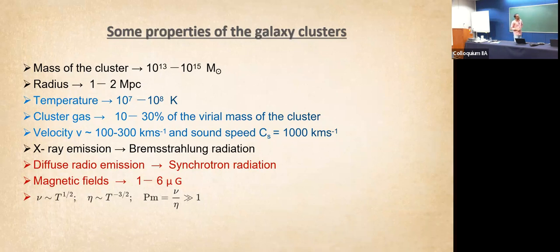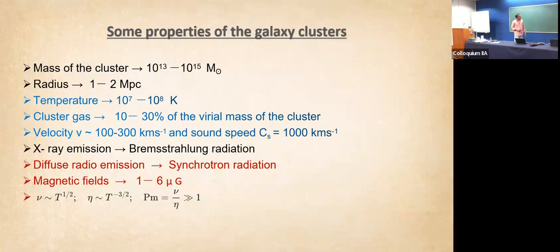Central regions are generally cool. The outside regions have a temperature of something like 10 power 8. I'll explain in the next slide why that is the case. The cluster has around 10 to 30 percent gas as compared to the virial mass of the cluster. The virial mass includes the dark matter halo. If we deduct that, then the amount of gas present in this cluster is equivalent to or exceeds the mass present in the galaxies, in visible light.